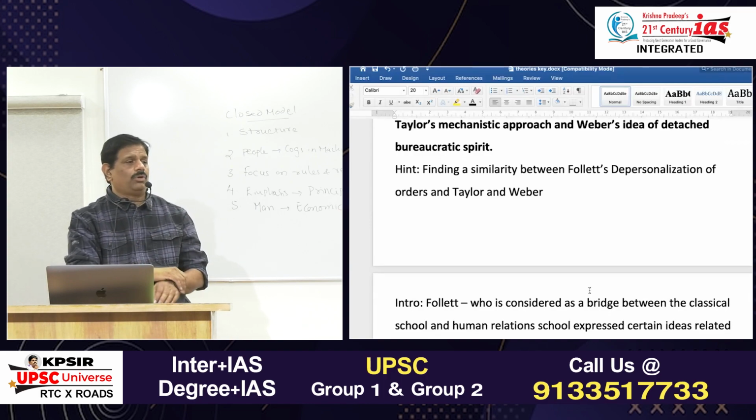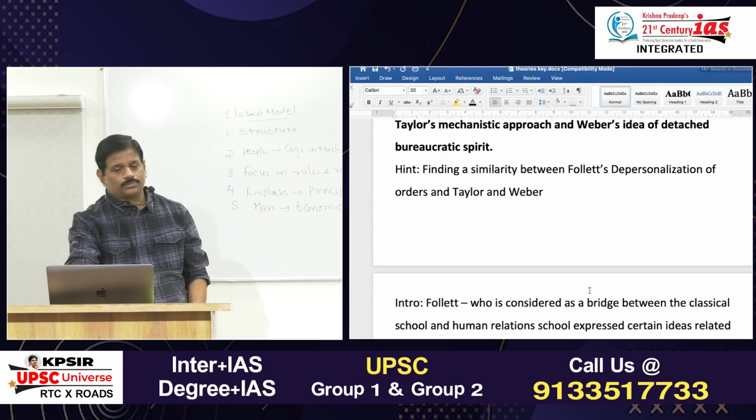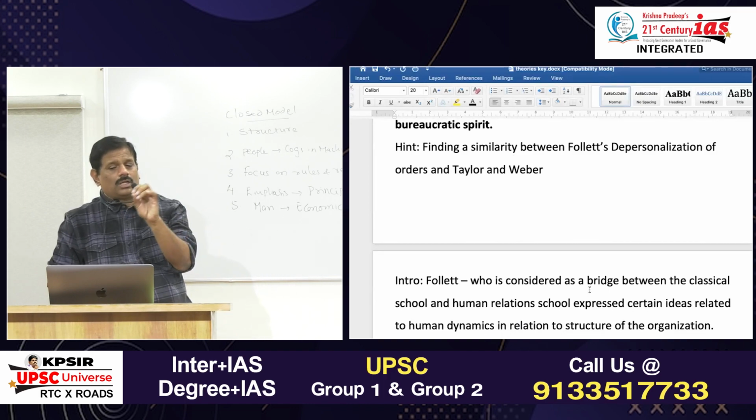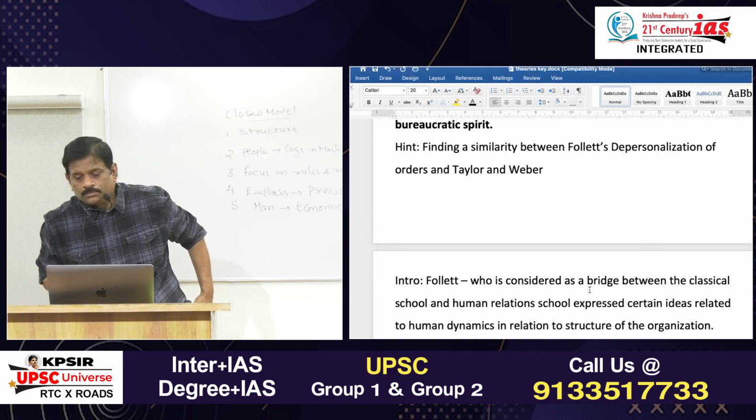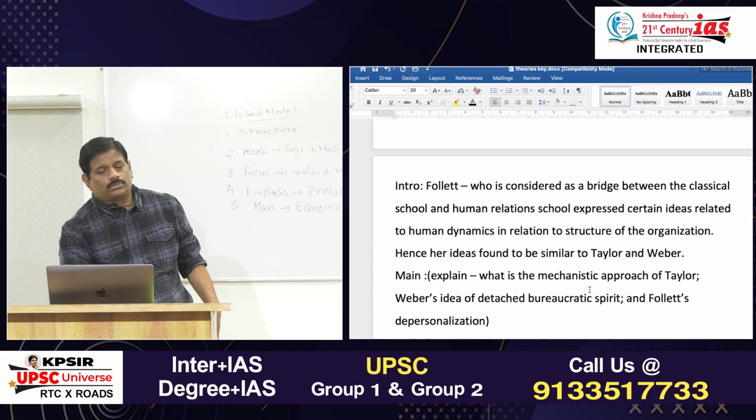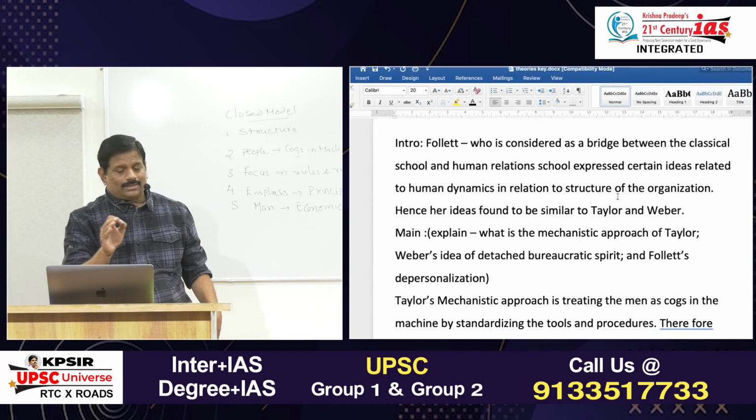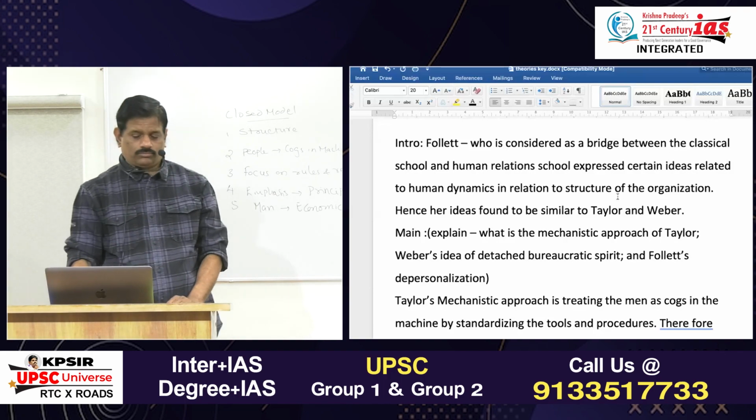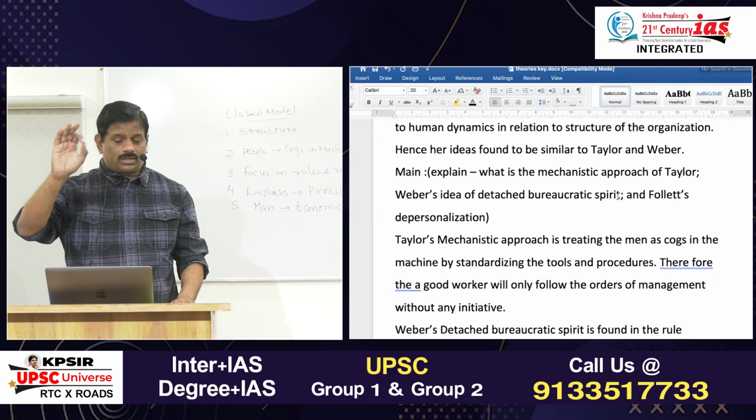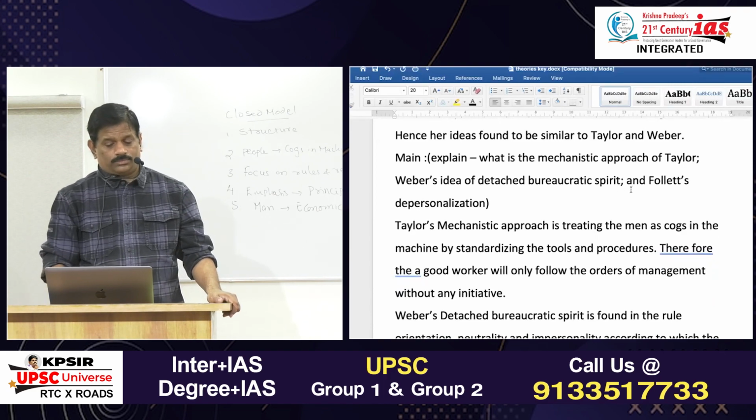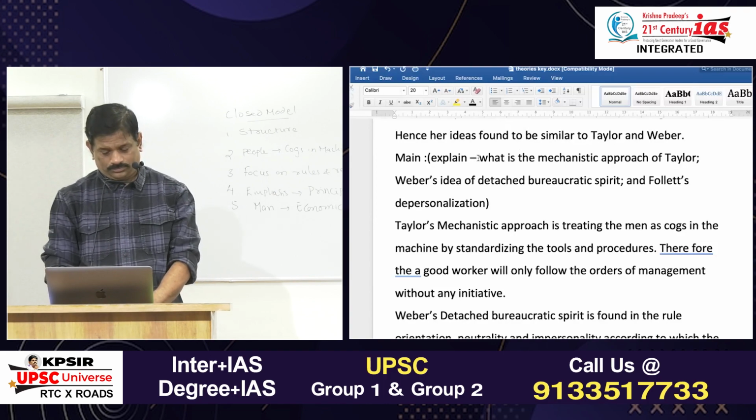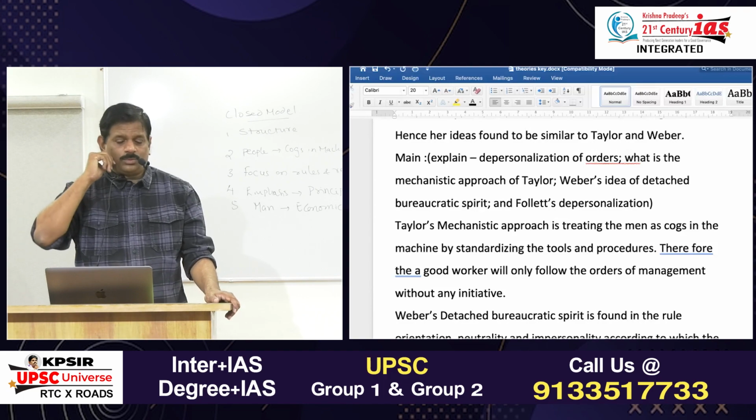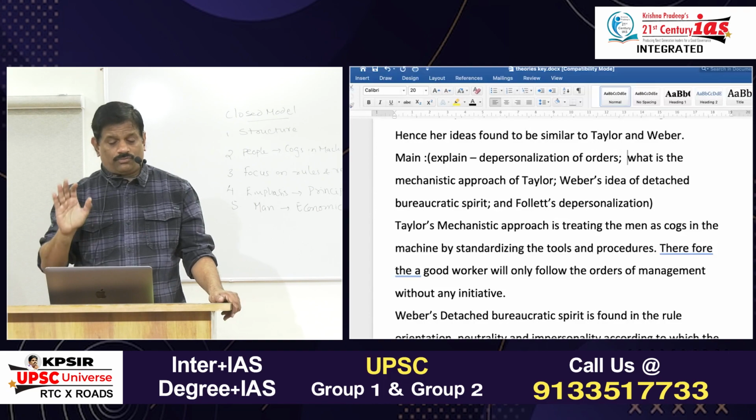You have to follow the rules and regulations. We don't criticize following the rules and regulations. So the hint of the answer is finding a similarity between Follett's depersonalization and Taylor and Weber. Then in the introduction you should write about Follett as the bridge between classical thinkers and the humanistic behavioral thinkers. In the main body, first, you have to explain what depersonalization of order is. Then, second, explain the mechanistic approach of Taylor. Third, Weber's idea of detached bureaucracy.